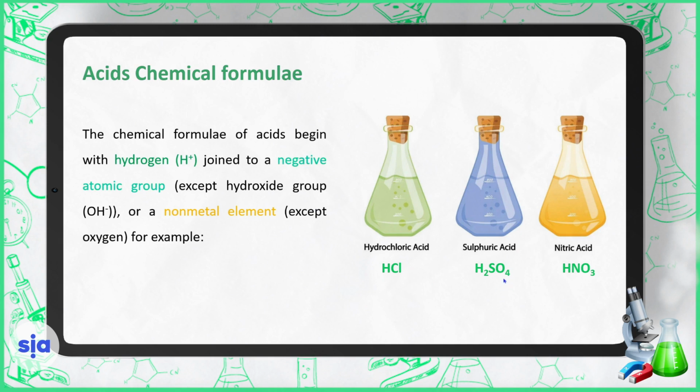So you can find a negative atomic group joined to a hydrogen ion but not the hydroxide group, and you can find a non-metal joined to the hydrogen, like chlorine, but not oxygen. Of course, if the oxygen is joined to the hydrogen, it will form water, not an acid, not an alkali.